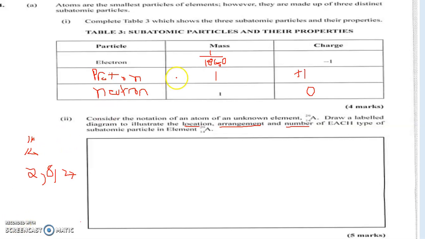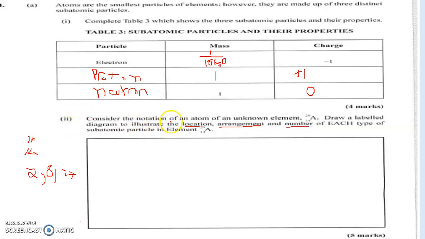Okay, so for the mass of electrons, we say that's 1 over 1840, and it has a negative charge. Protons have a mass of 1 and a positive charge, and neutrons also have a mass of 1, however, no charge. In order to remember the charge of a neutron, you can just remember the term neutral, which means it has no charge. Let's go over to question 2.